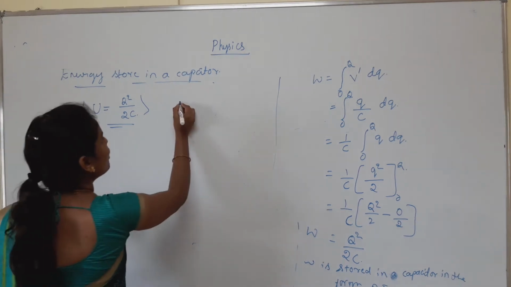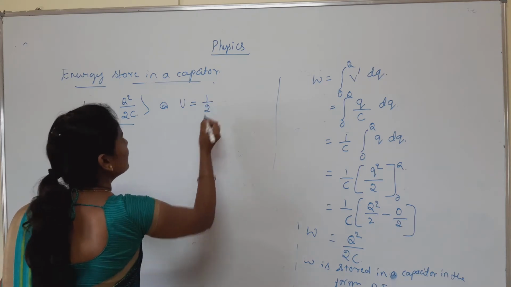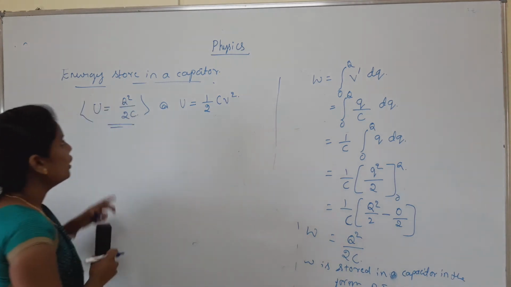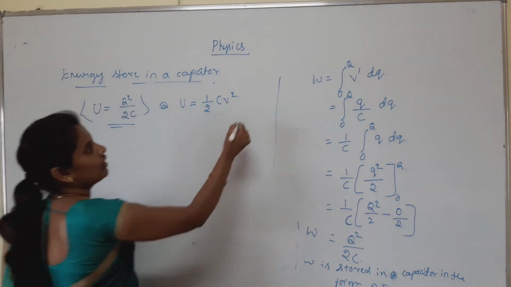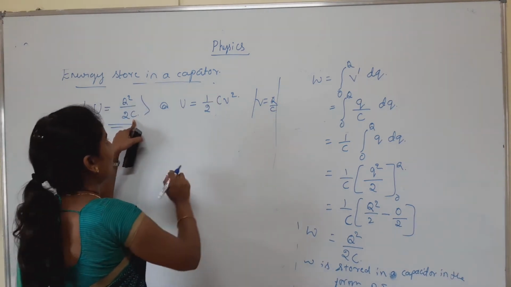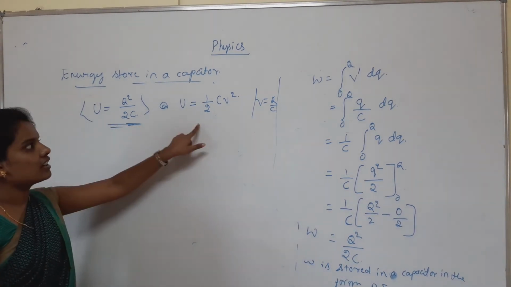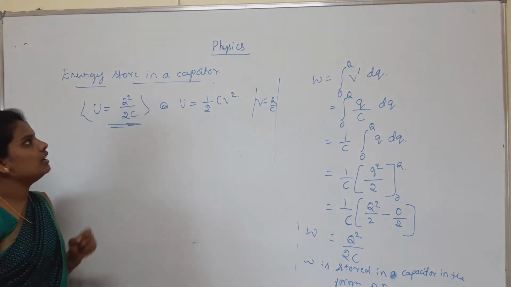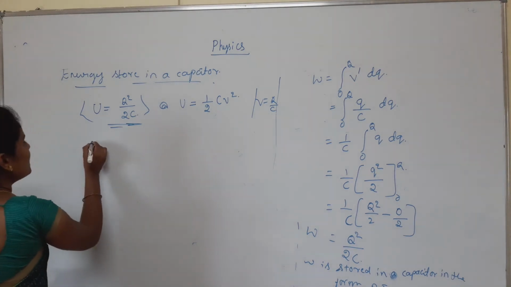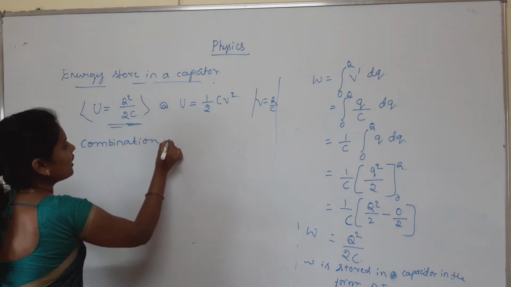Another form of this is U equals 1 by 2 CV square, because V equals Q divided by C. Here one C is there, therefore C square. Therefore this is the final equation. Both are the same. This is the expression for energy stored in a capacitor. Then the next topic is combination of capacitors.